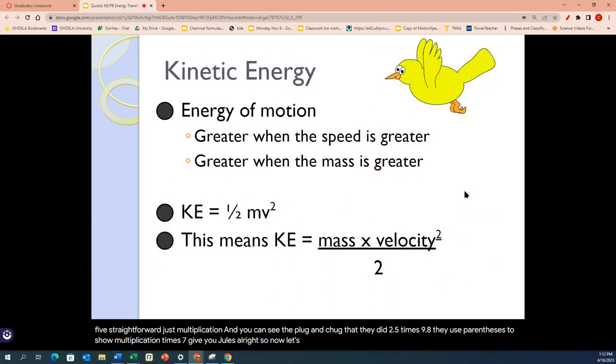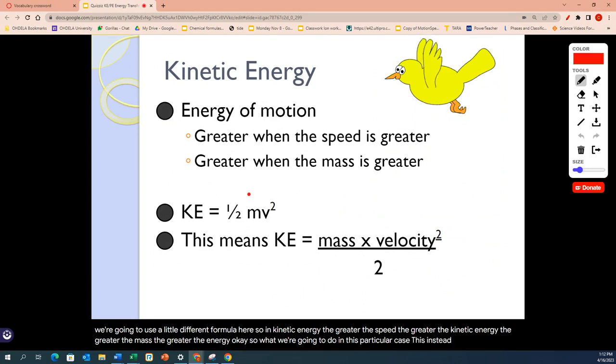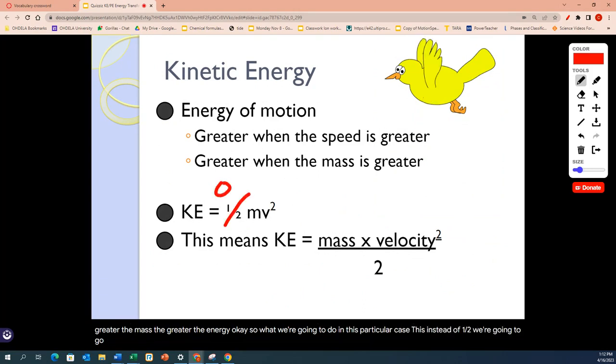All right, so now let's move on to kinetic energy. They're interrelated. Remember I said that potential energy can be transferred or transformed into kinetic energy. So kinetic energy, and we're going to use a little different formula here. In kinetic energy, the greater the speed, the greater the kinetic energy. The greater the mass, the greater the energy. Okay, so what we're going to do in this particular case, instead of 1/2, we're going to go 0.5. Same thing, and we just have to multiply.